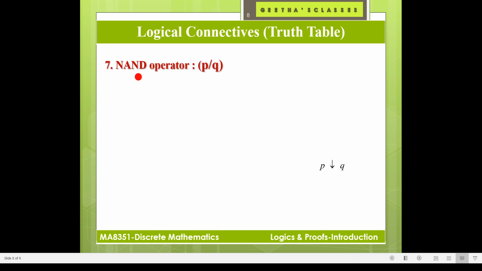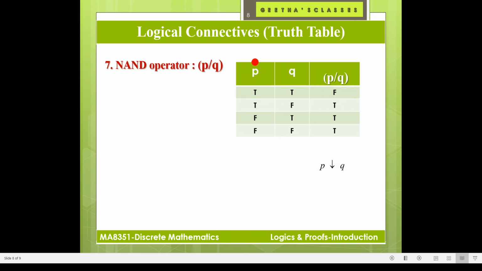Next one is NAND. N-A-N-D. NAND is represented by P bar Q. The truth table for this NAND operation is this one. So again we are taking P, Q. P NAND Q, for true, true you have to write false. For all the remaining you are writing true. Okay. These truth tables you have to remember.